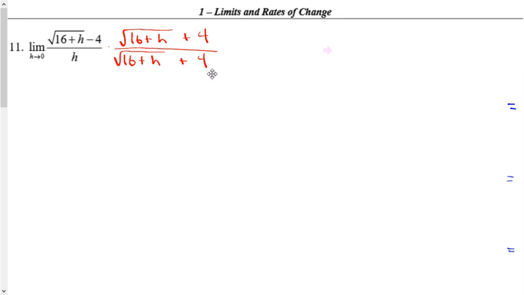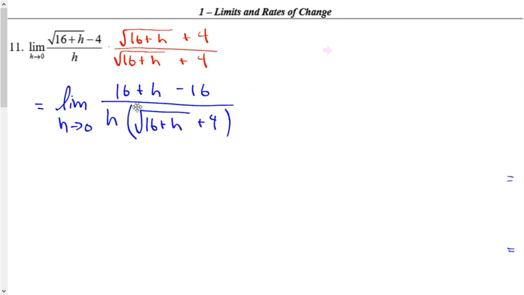What happens when we expand it? Again, notice I'm keeping the limit notation as h approaches 0. The 16 plus h under the square root times this 16 plus h under the square root cancels out. We get 16 plus h. Negative 4 times 4 minus 16. And we are getting this 16 canceling out with that 16. All we have left in the numerator is that h. And that h should cancel out.